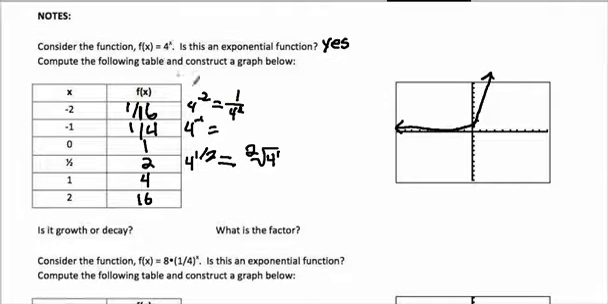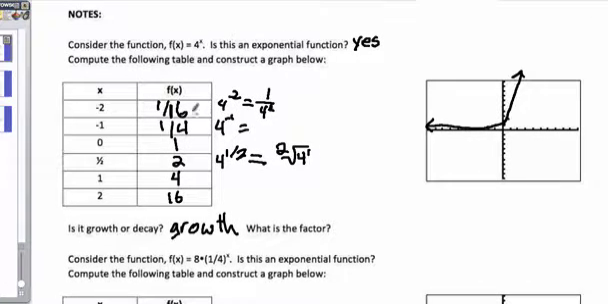So is this one growth or decay? Well, as the x's get bigger, the y's are getting bigger. So this is growth. And what is the factor? So what is this increasing by? Well, as we go up by 1 over here, we end up going up by times 4. So up by 1, times 4, up by 1, times 4, and so on. So our factor is 4, which also happens to be the base. So whatever b is, that's going to be our factor.